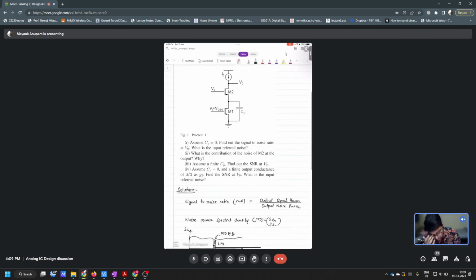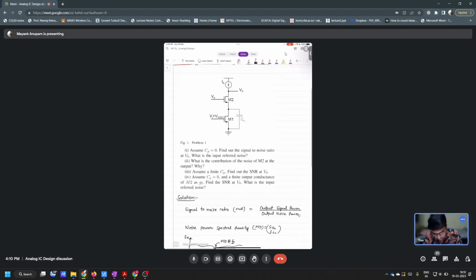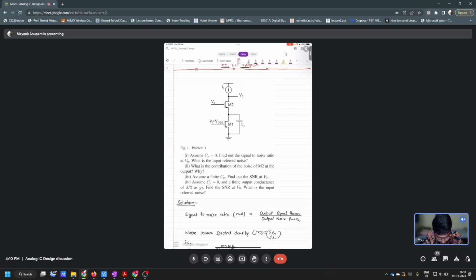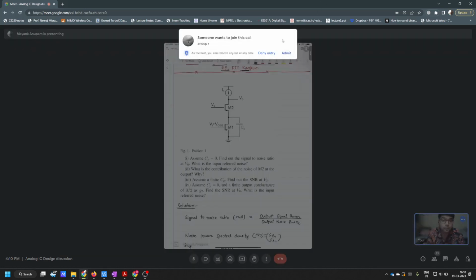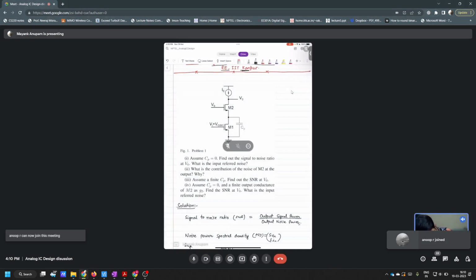This question is very similar to the one in the assignment also. It has a MOSFET here and another MOSFET here. These two are in cascode, and the output is taken here. There is a current source here. For this case, you can assume that for all the MOSFETs, their output resistance is infinite.